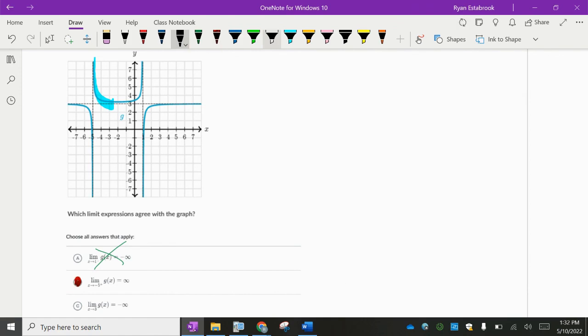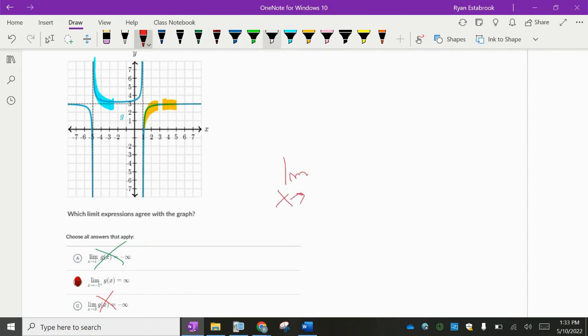The direction said check all that apply. So letter C might be true also. If we check that one, it says the limit as x approaches 3 with no plus or minus, so it is double-sided. The limit as x approaches 3 is equal to negative infinity. So as x is approaching 3 from this side, and as x is approaching 3 from the other side, are those y values getting closer? Or are they approaching some infinity? No. What do you think this limit would actually be equal to? Probably 3 or close to 3, maybe a little bit less than 3. But it definitely doesn't work, so not true.